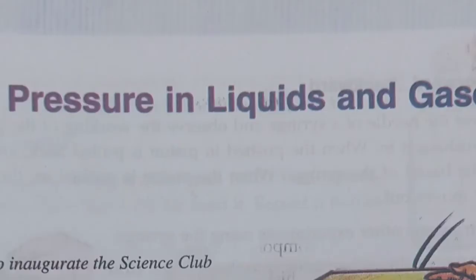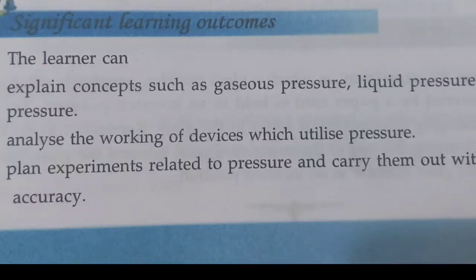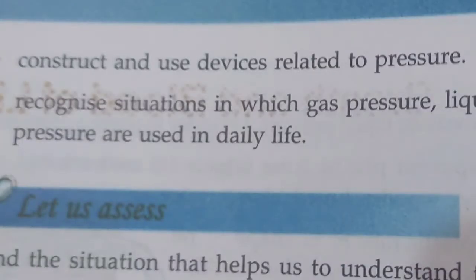Thank you. Now let us see in detail Unit 7, Pressure in Liquids and Gases. The significant learning outcomes of this unit are: Number 1. Explain concepts such as gaseous pressure, liquid pressure, and atmospheric pressure. 2. Analyze the working of devices which utilize pressure. And 3. Plan experiments related to pressure and carry them out with precision and accuracy.